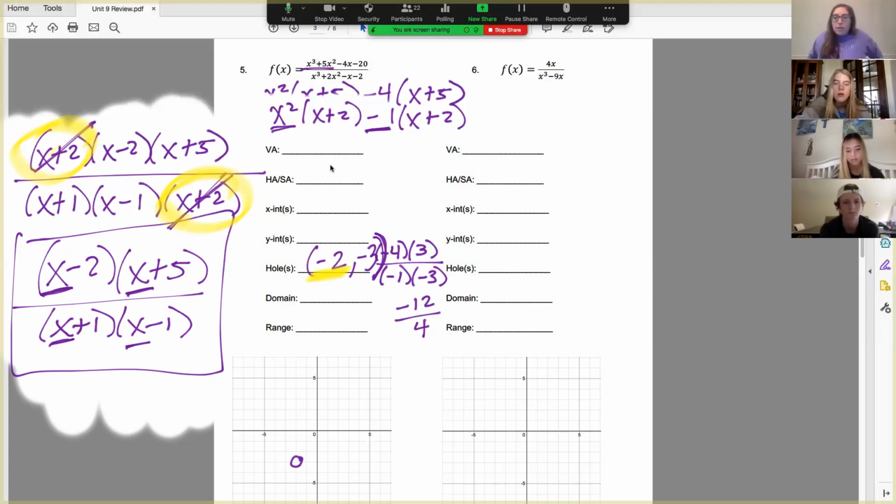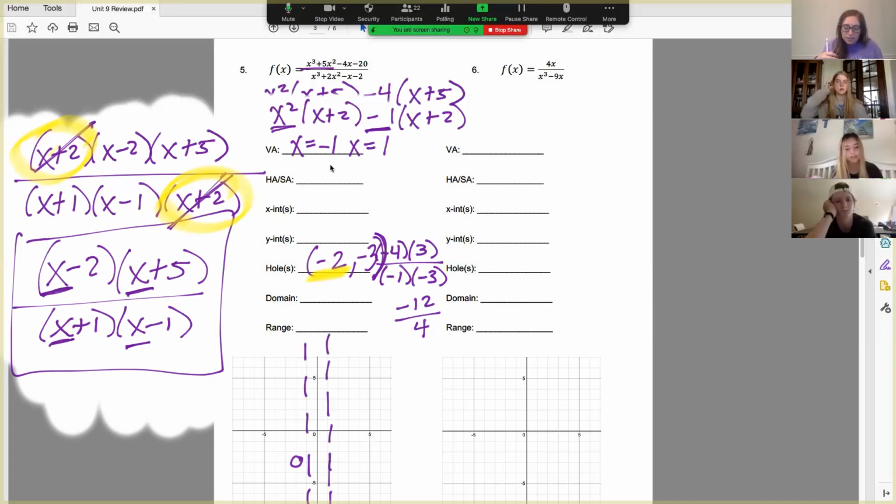Then I start filling out all the things that I have. So my vertical asymptotes, I would have one at negative 1 and positive 1. I can go ahead and draw that. Then I look at the degrees. The degrees are the same. They're both x squareds. So that means that I'm dividing the coefficients, and then there's nothing in front. So my horizontal asymptote would be at y equals 1.